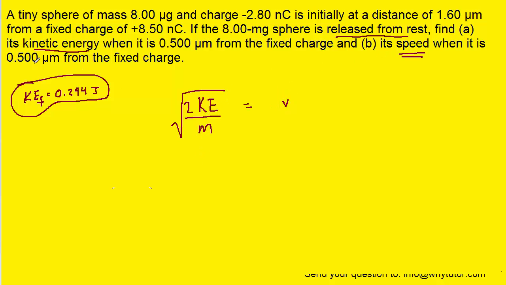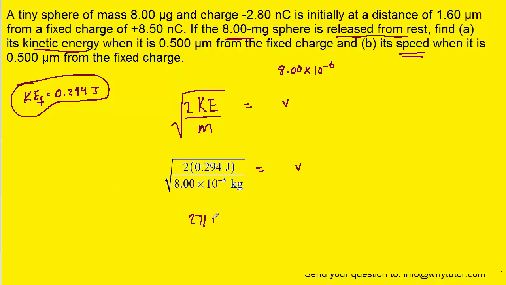Now, to calculate the speed when it's 0.5 micrometers from the fixed charge, we just have to plug in the kinetic energy when it's 0.5 micrometers from the fixed charge, and we already have that value. So we're going to plug that in for the kinetic energy, and then the mass of the particle was given to us in milligrams, so we'll have to convert that to kilograms by multiplying that 8 by 10 to the minus 6. So there we have all the values plugged in, and when we compute that, we get approximately 271 meters per second for the speed of the charge, and that is the final answer.